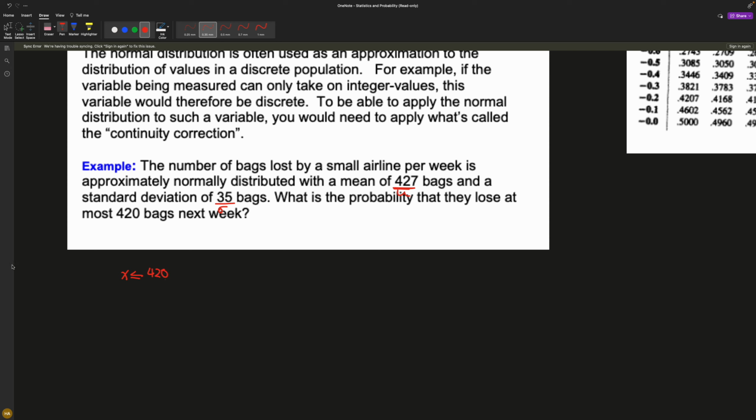Let's say this is your bell shape, and this is 420. I'm asking what are the chances that the most I will lose is 420. So I want the whole thing up until 420. When I say at least, it means you start at 420 and go forward. Okay? So be careful with the wording.